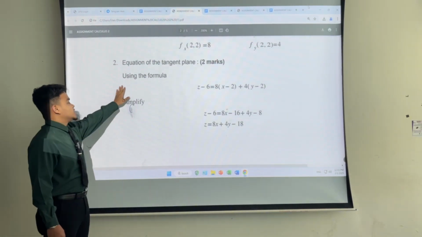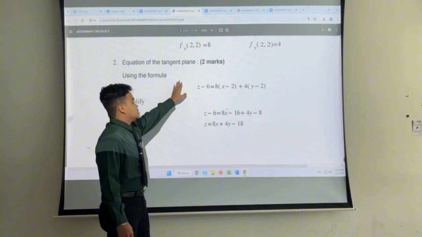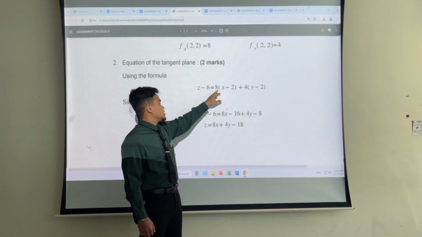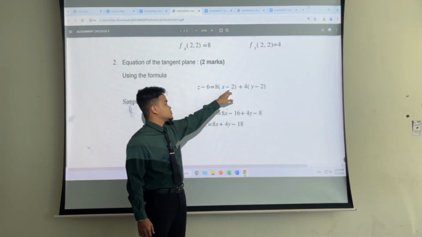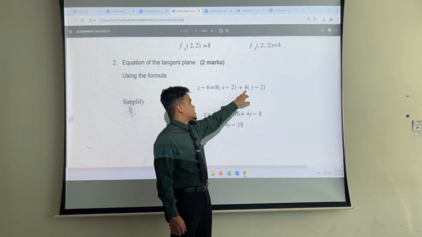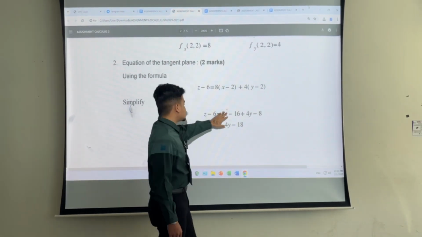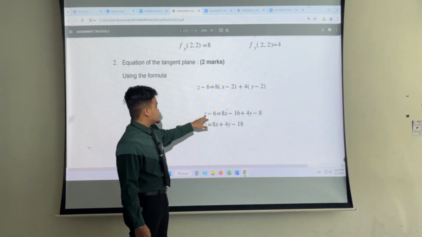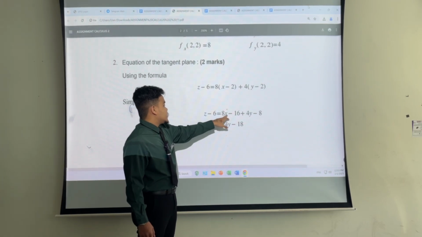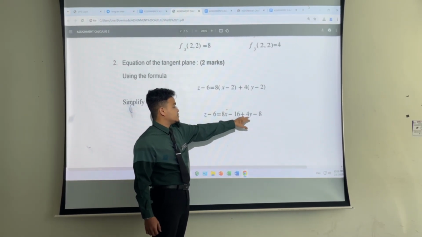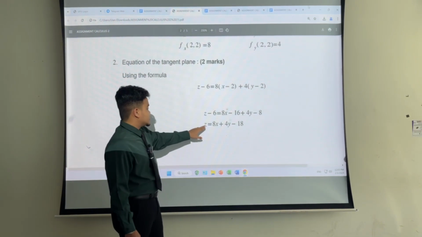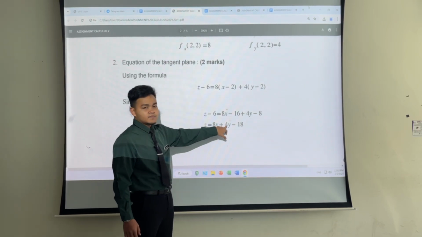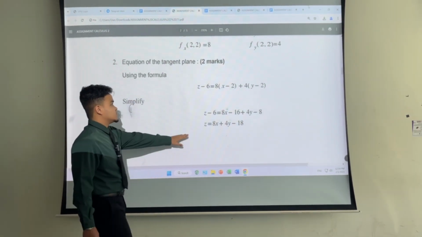Using the formula of the tangent plane, we insert the numbers we got, so z minus 6 equals 8 multiplied by x minus 2 plus 4 multiplied by y minus 2. From the general equation, we simplify: z minus 6 equals 8x minus 16 plus 4y minus 8, and we get the more simplified z equals 8x plus 4y minus 18. So this is the answer for this question.